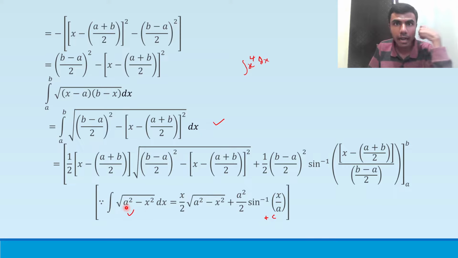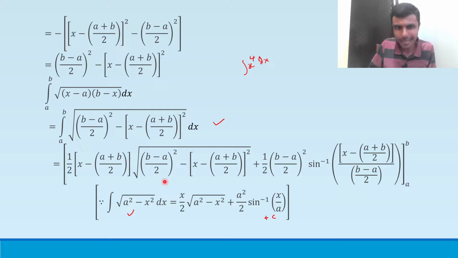Here I have a square, and here I have b minus a by 2 whole square. So my a square is nothing but b minus a by 2 whole square, and my a is nothing but b minus a by 2. As per this formula, don't take it like an equation. Here my a is b minus a by 2. Next, here I have a square minus x square. What do I have here? Here I have x minus of a plus b by 2 whole square. So my x is nothing but x minus of a plus b by 2. That's it. x square is nothing but x minus of a plus b by 2 whole square. Now let's come to the RHS.